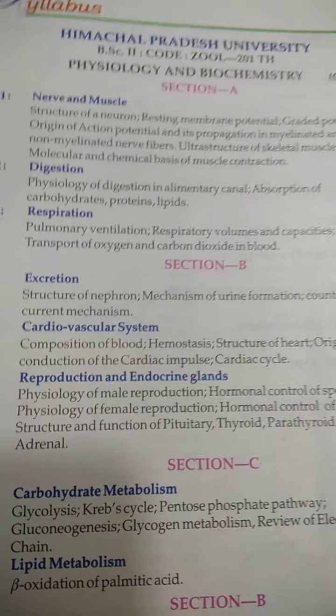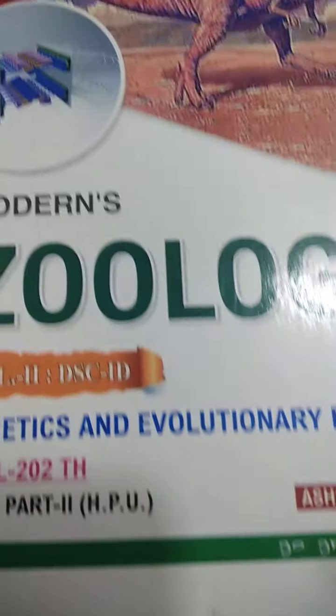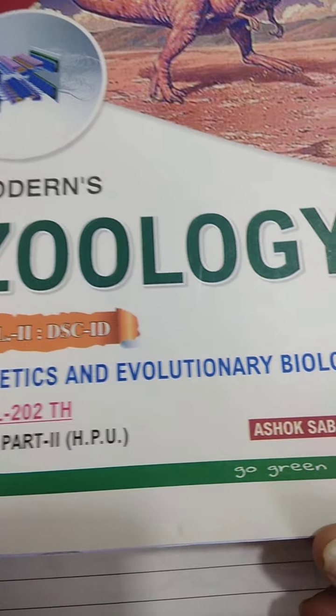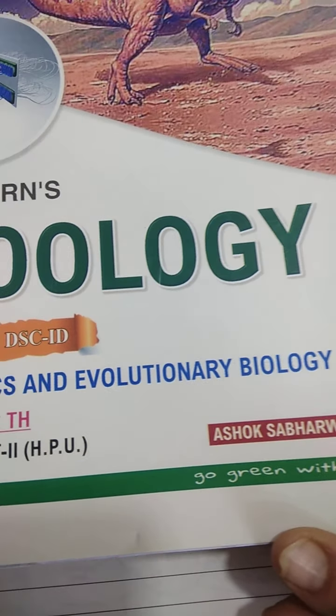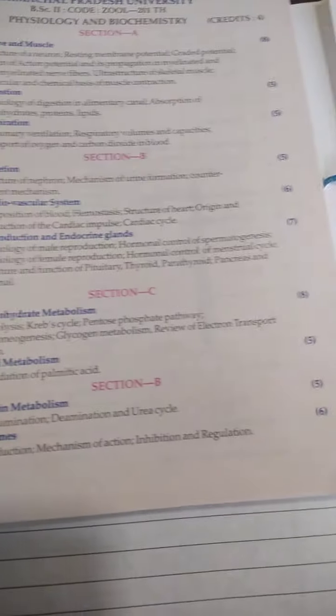The second paper is this one. I'll just give you a chance to have a look at it. This is genetics and evolutionary biology. So this is the second one, the 202TH paper.